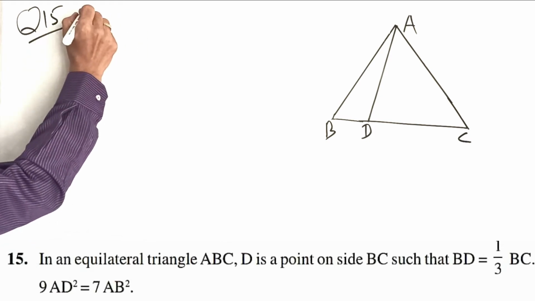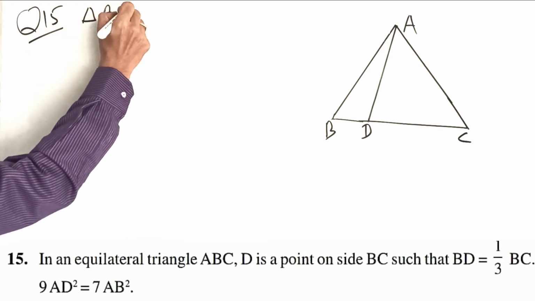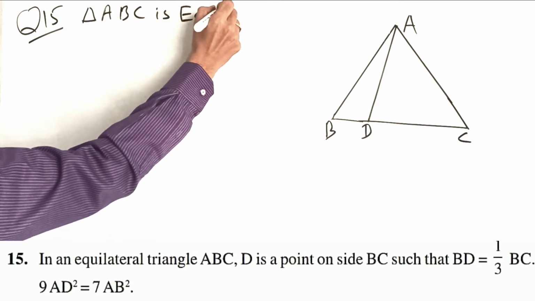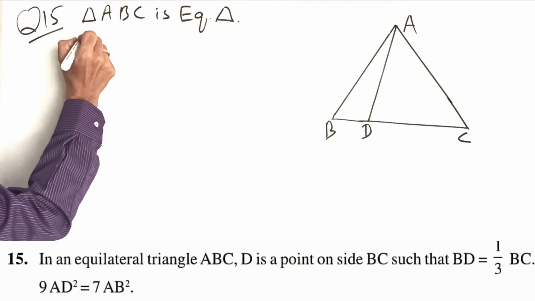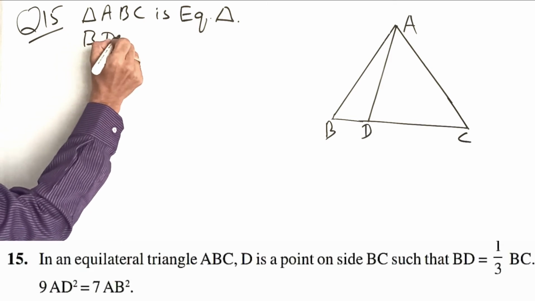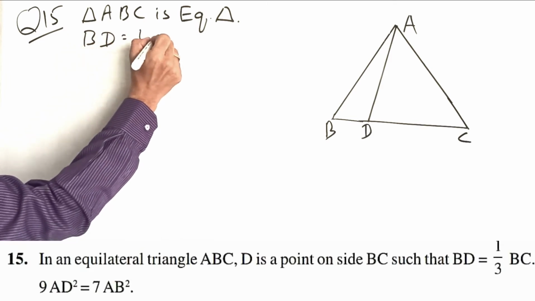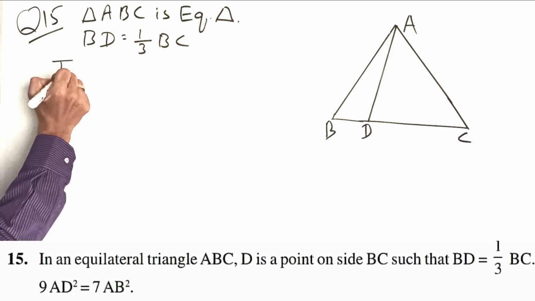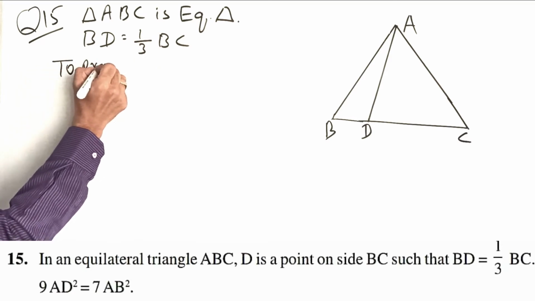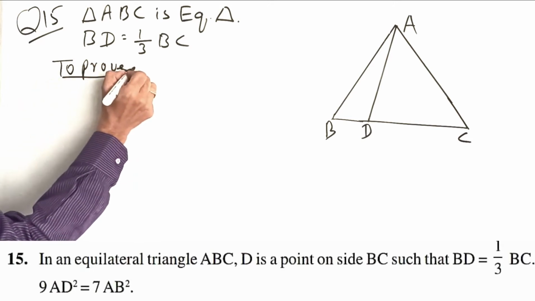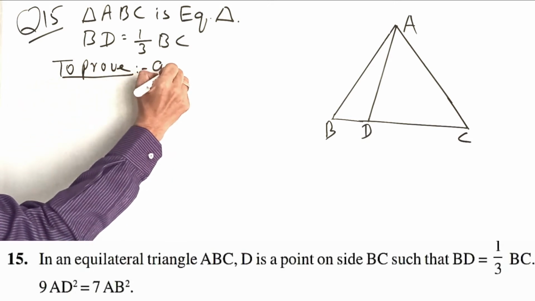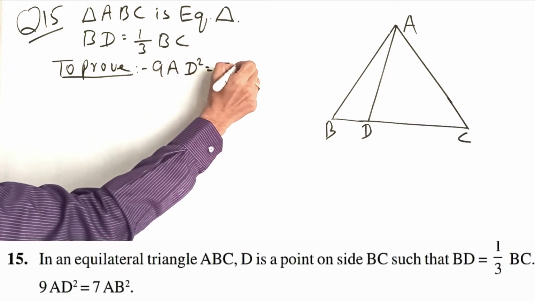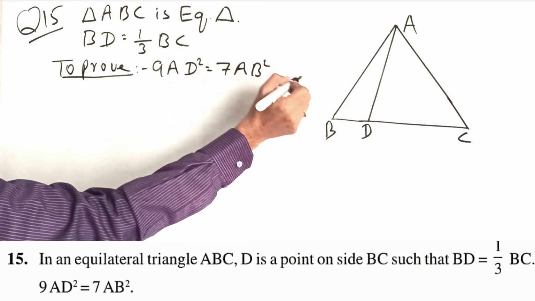So class 10, see the question 15. Equilateral triangle ABC is given, and given that also BD is equal to 1/3 BC. We need to prove nine AD square is equal to 7 AB square.